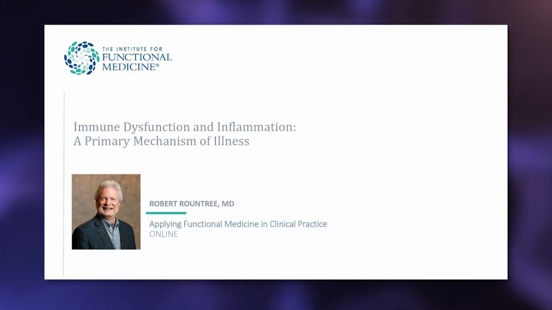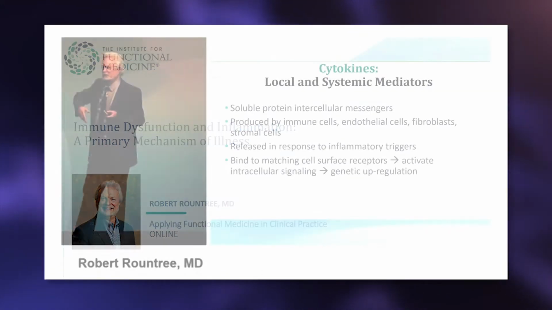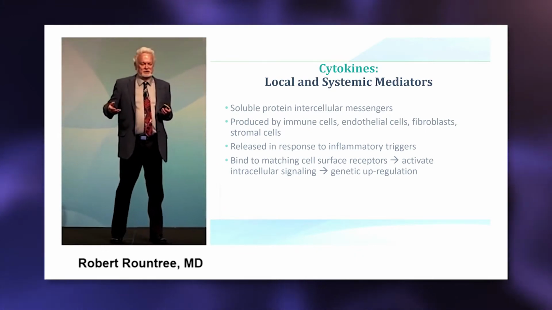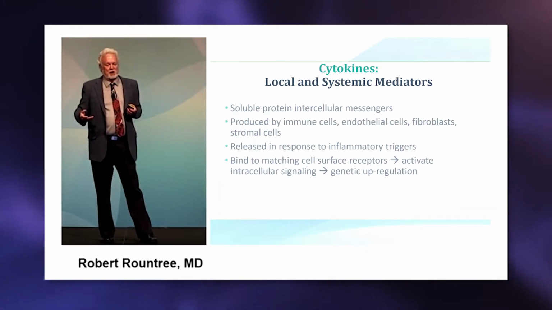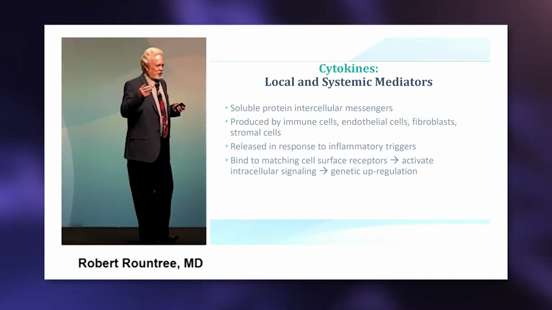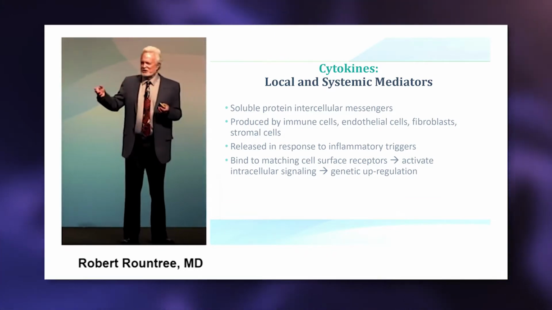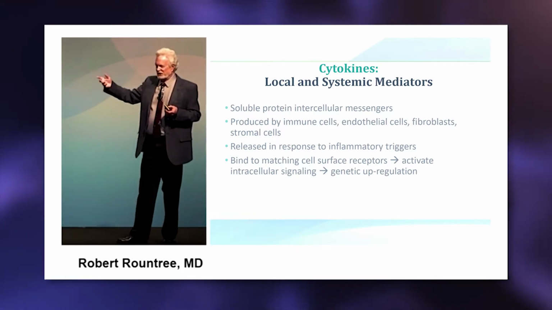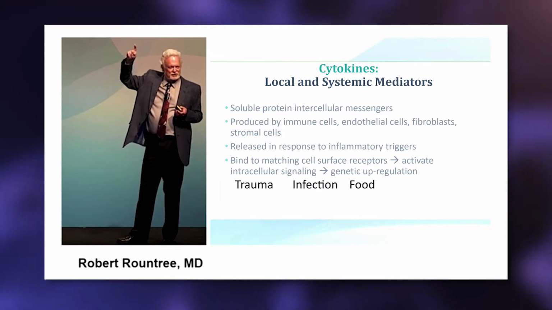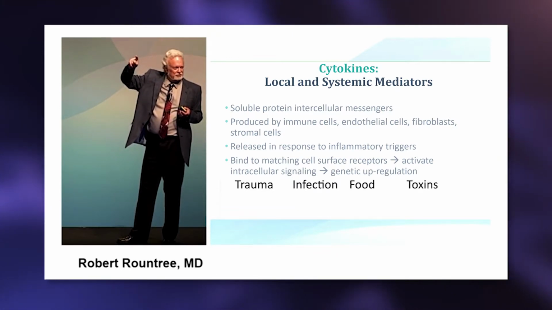So what are cytokines? They're proteins, soluble proteins, so they don't need any kind of carrier. They're released by immune cells and endothelial cells, and then they travel all over the body in response to inflammatory triggers, to trauma, infection, food, and toxins. Remember that. Trauma, infections, foods, and toxins.